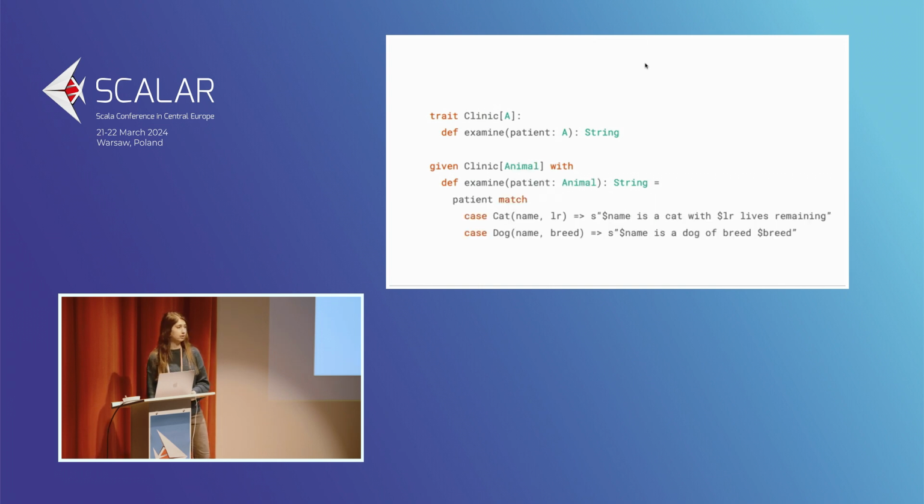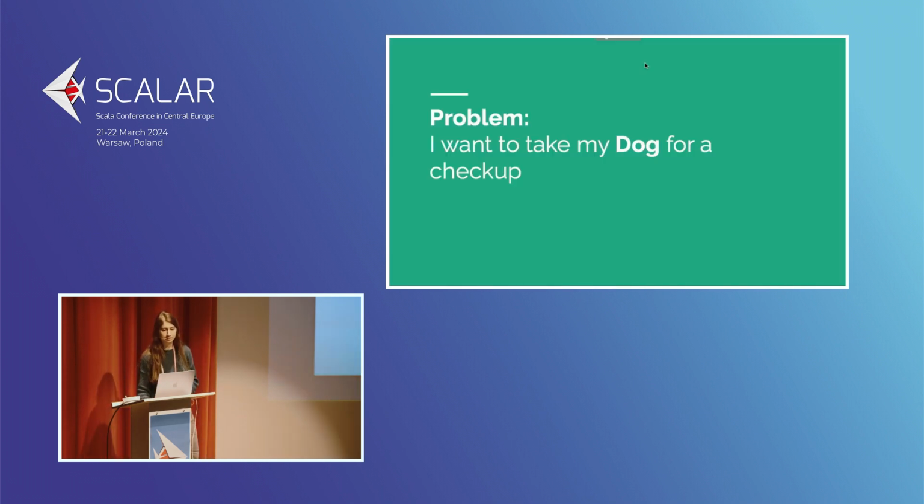We could also have an implementation for animal type. And in this case, I might want to use pattern matching, knowing that animal can be one of multiple things. So I might want to have slightly different behavior based on whether I've got a cat or a dog, something like that. So let's walk through a second problem statement together.